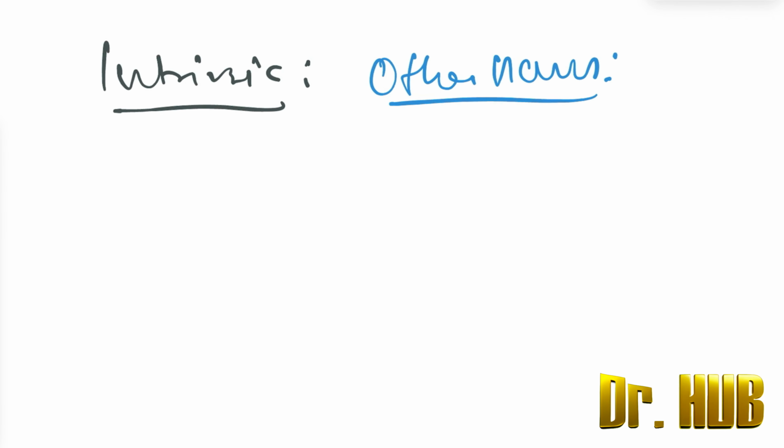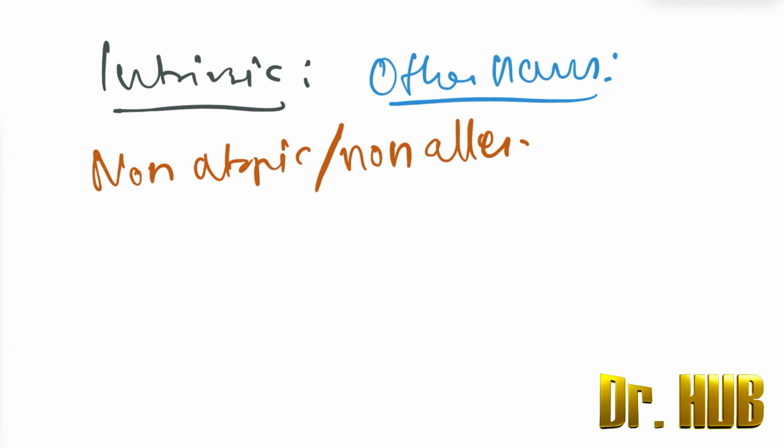So what is special about the intrinsic type? Intrinsic will be covering the same headings. So we saw the other names. What are the other names for intrinsic? It includes non-atopic and non-allergic. Non-atopic as well as non-allergic. It is also known as idiosyncratic asthma.